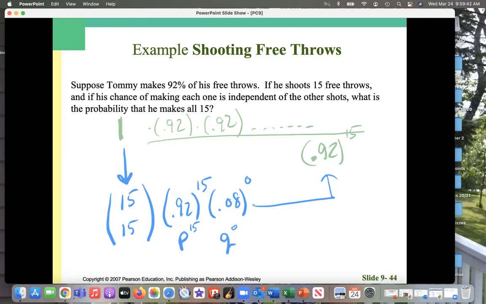Questions on that? Where did the 0.08 come from again? Well, if he's got a 92% chance of making it, he has an 8% chance of missing it. And realistically, in this problem, do we even need this piece? Because it's going to turn itself out into 1, but I put it there just for the sake of discussion. 0.08 to the 0 power is going to be 1. We don't really need it, but like I said, I'm putting it there for your benefit.